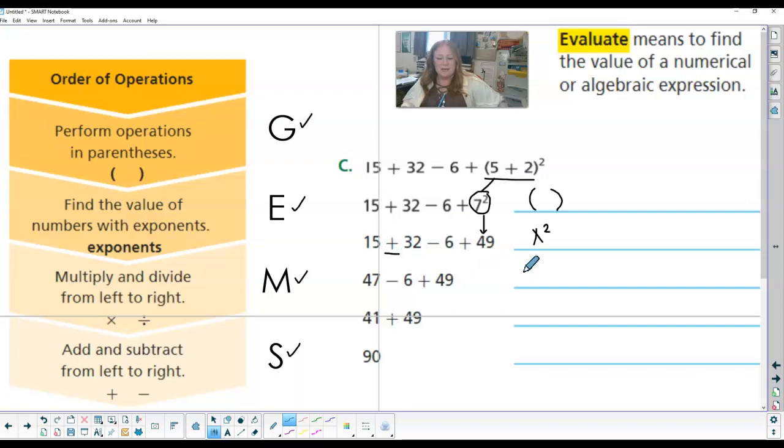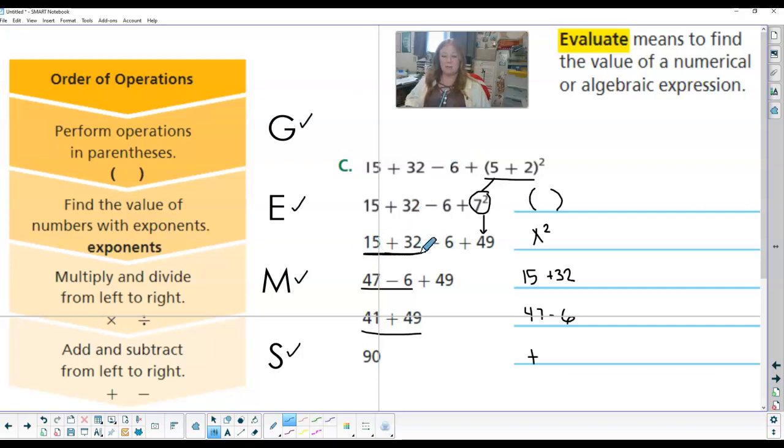So the first one we see here, right, we're going to do 15 plus 32. So that's 47. I'm underlining the problem I'm doing, 47 minus 6 plus 49. So again, we're going across. Oh, here's a subtraction problem. So we're doing 47 minus 6 is next, is 41. Bring down the 49, and the last thing we need to do is add those together to get 90. So we're just funneling it down till we get the final answer, one thing at a time.